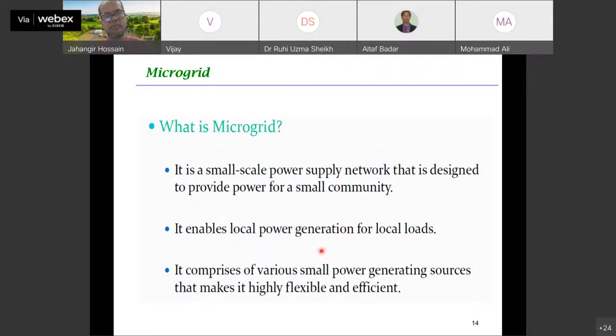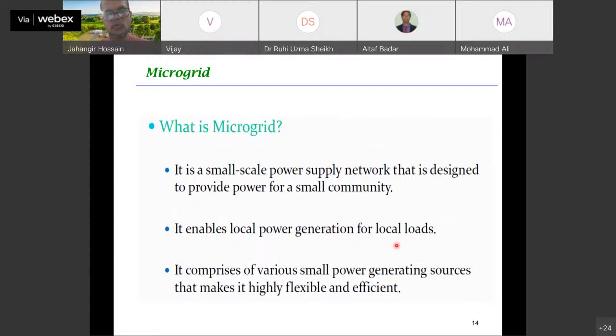There are a number of definitions available in the literature. But the simple way to understand it is that it is nothing but a smaller version of the main power grid. The main power grid, as I already mentioned, has generation, transmission, and then load. A microgrid also has the same thing: generation, and it might have a small line, because load and generation are almost located in the same area. So it is a comparatively small scale power supply network designed to provide power for a small community. It enables local power generation.